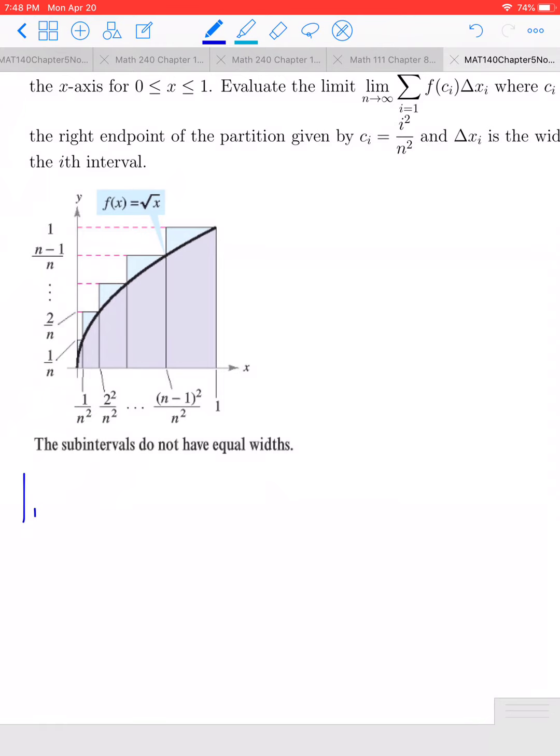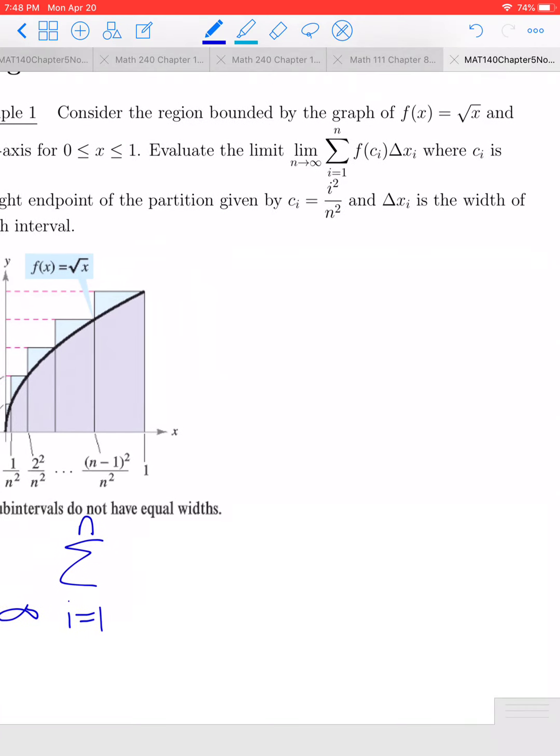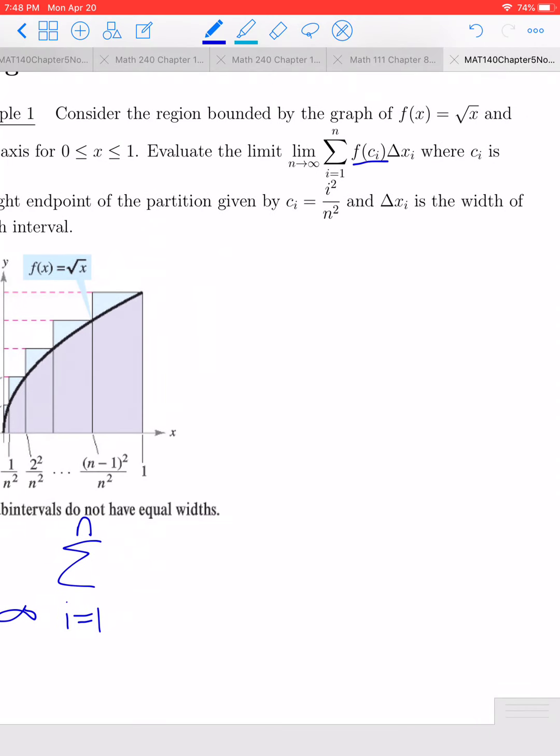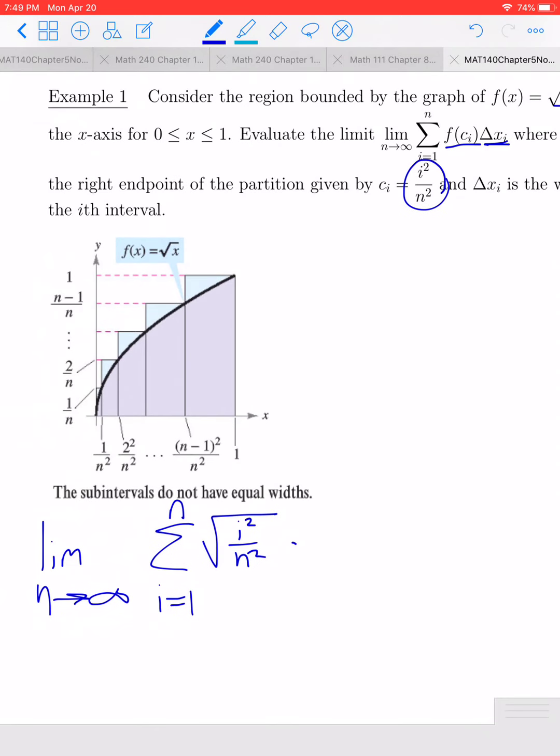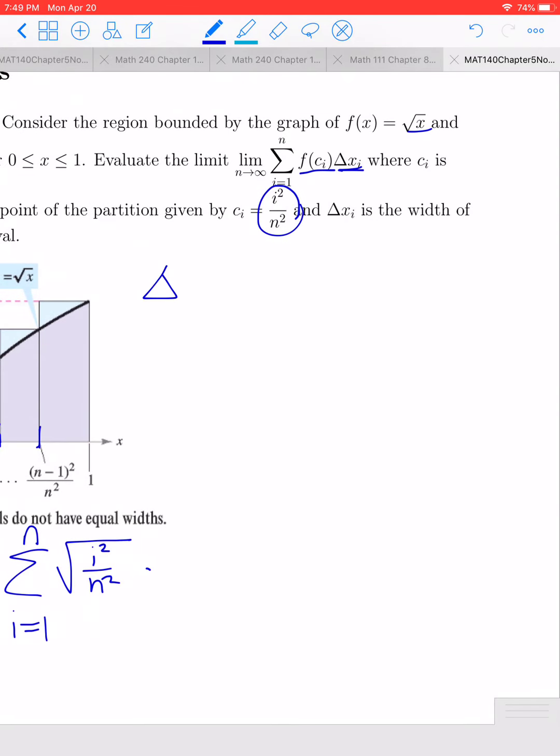We're going to take the limit as n approaches infinity of the sum from i equals 1 to n. This is going to be f of ci. So we're taking the function f, which is the square root function, and evaluating it at these inputs. So f of ci is going to be the square root of i squared divided by n squared, times delta xi, which is the width of the ith subinterval. The way these intervals are set up, they don't have a constant width. The width kind of changes.